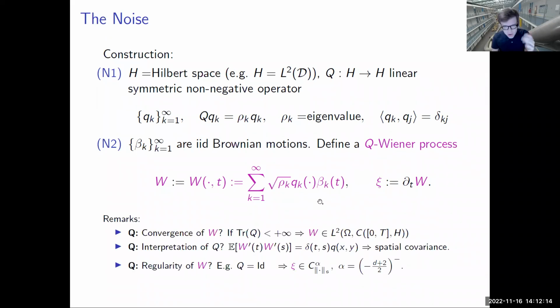So convergence of W under reasonable assumptions, like, for example, trace class, but even if it's not trace class, in some cases also the identity, if you do an embedding trick, then this W converges, and it's a very nice stochastic process that has continuous paths. So these are continuous paths in time with values in your Hilbert space, because you have an evolution equation that actually lives on that Hilbert space.